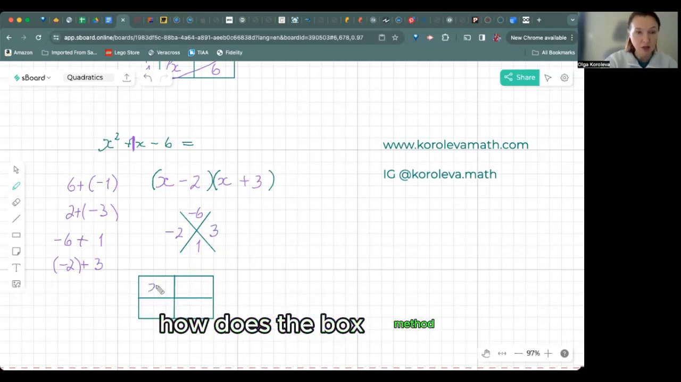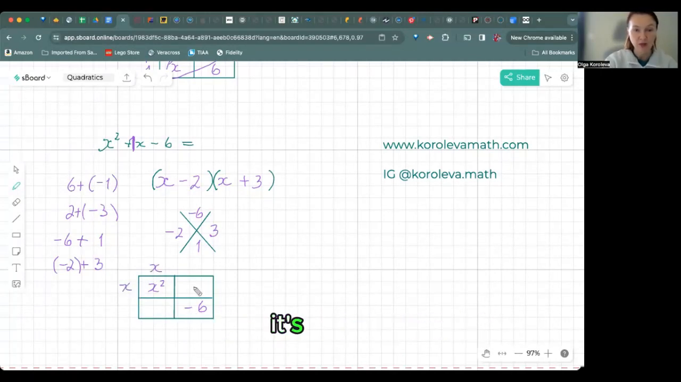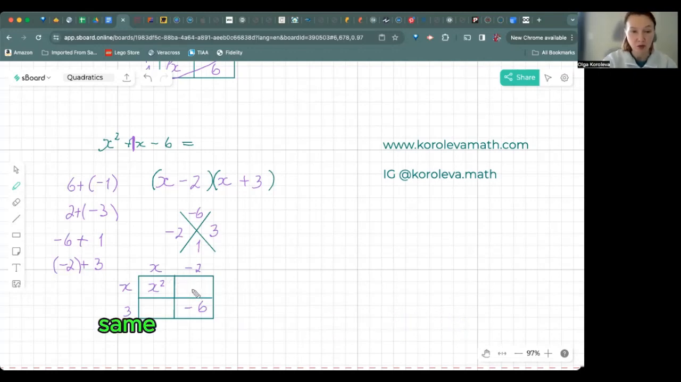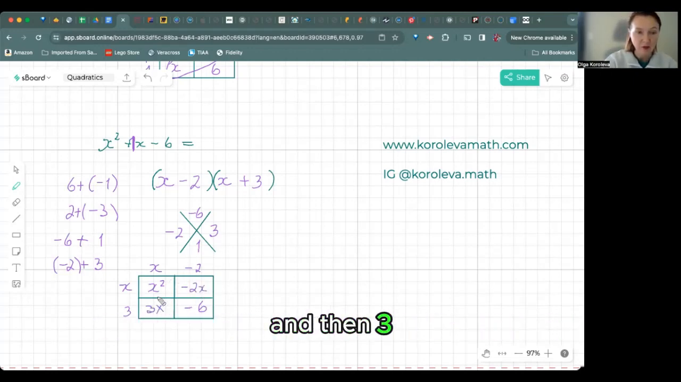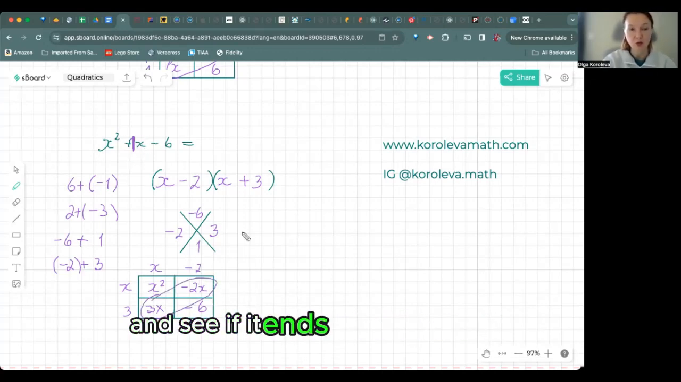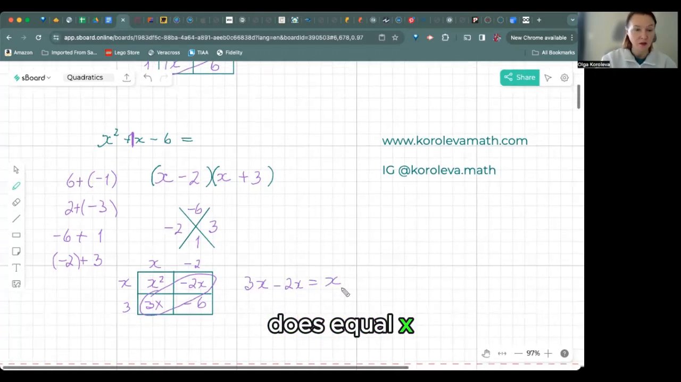How does the box method work? Same thing. We have x squared and then we have negative 6. How do we get x squared? It's x times x. How do we get negative 6? Negative 2 times 3. If we make a mistake, same thing, we will check what we get here, negative 2x and then 3x. We will add up this diagonal and see if it adds up to just an x. In our case, 3x minus 2x does equal x.